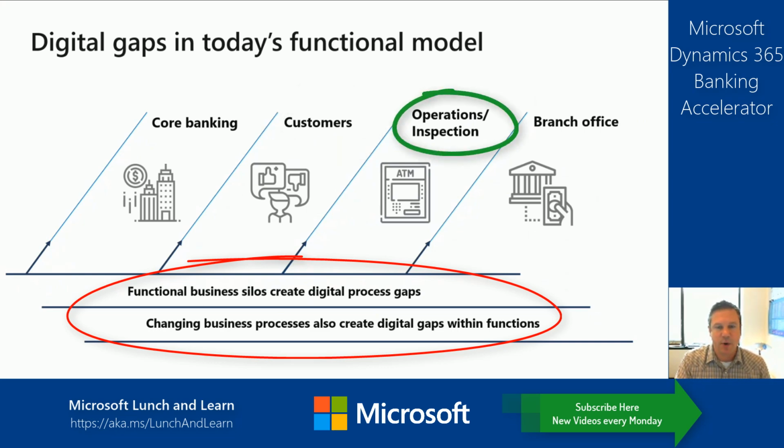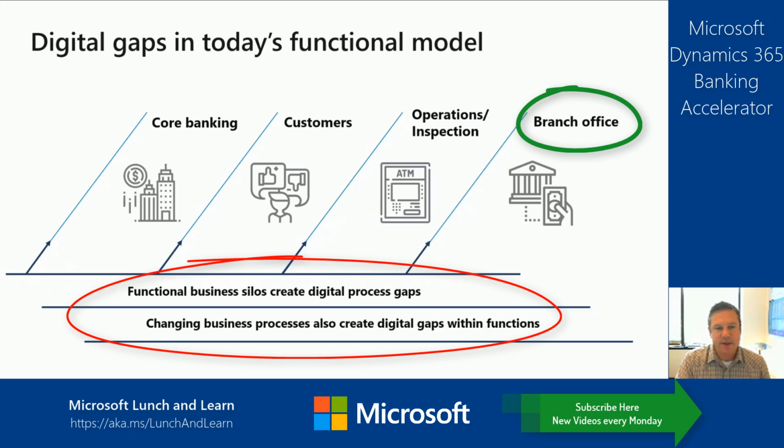Then operations. Operations are all siloed information, how the customer has transactions within the ATM, how they want to be able to pay, all the new payment systems. And then the branch office. There still is oftentimes that physical location where the customer wants to go in and have a one-to-one discussion with a relationship manager. The problem with this is there are digital gaps between all of these different experiences.